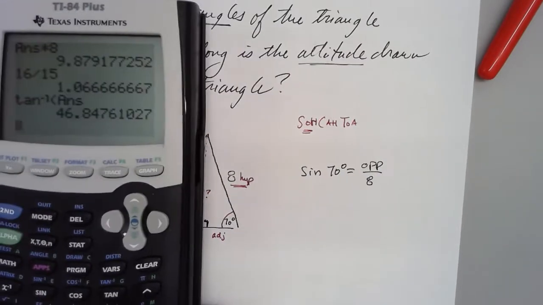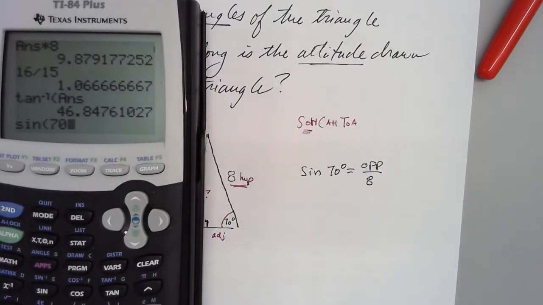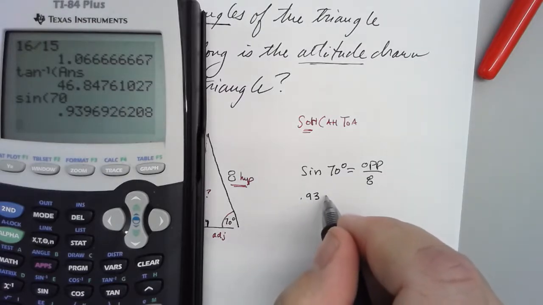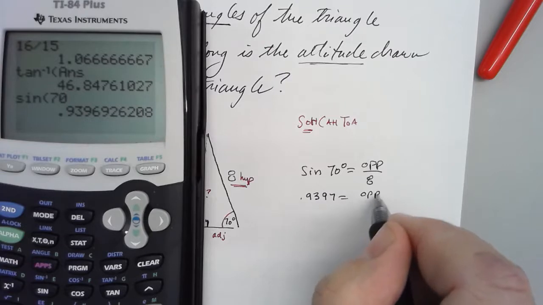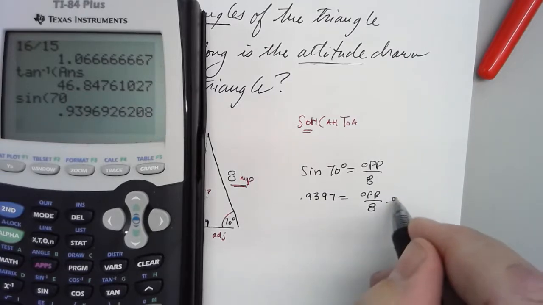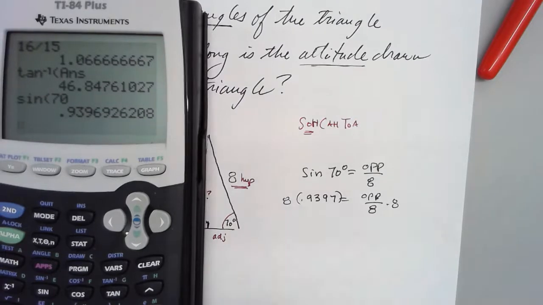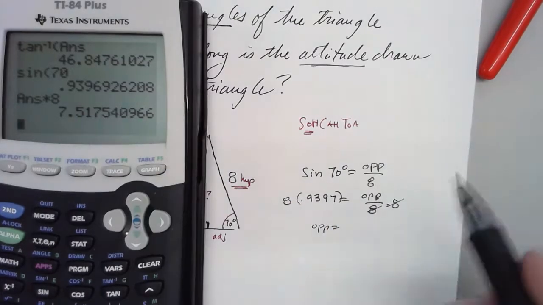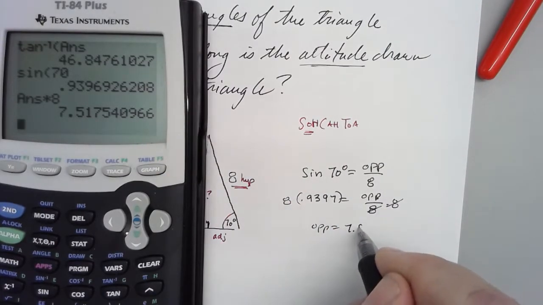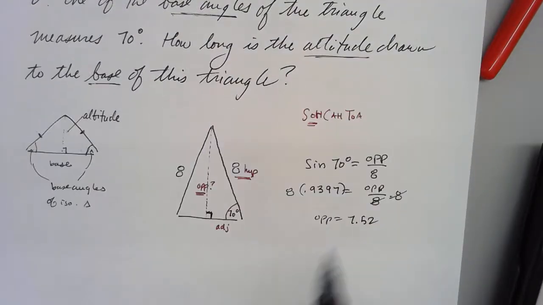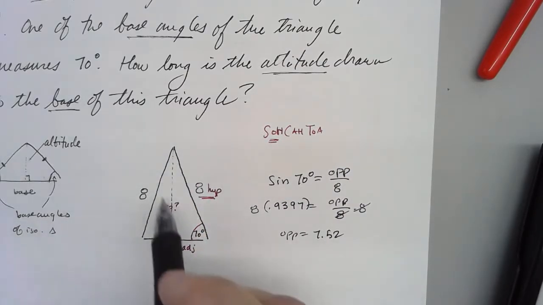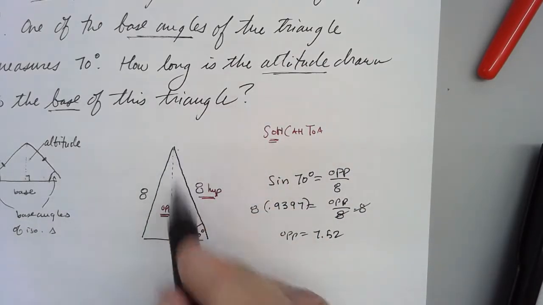Again, now I'm doing calculator work. Sine 70 is 0.9397, to the nearest ten-thousandth, I guess. So 0.9397 over 8. And then to get the opposite, I simply multiply both sides by 8. These divide away, and I'm left with the opposite is 7.52. And I don't believe any units were given for this length. No, it's just length 8. So, does this answer the question? It does. How long is the altitude? And that's the answer.